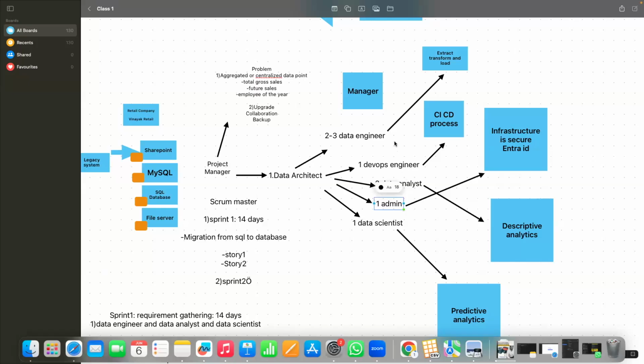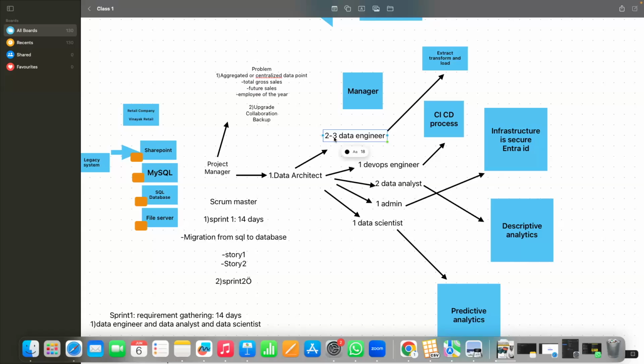If you're working on a dashboarding project, then you need a data analyst. But if you're working on a predictive analytics project, which means you want to understand the future sales or the future outcome, then data scientists will do that. So those are the different roles. Ideally, in a particular project you need 2-3 data engineers depending upon the data size, one DevOps engineer, two data analysts, one admin, and one or two data scientists, depending upon how much data you are dealing with.